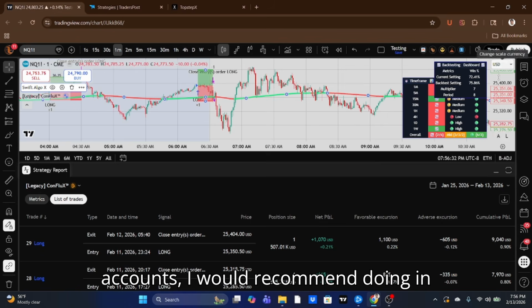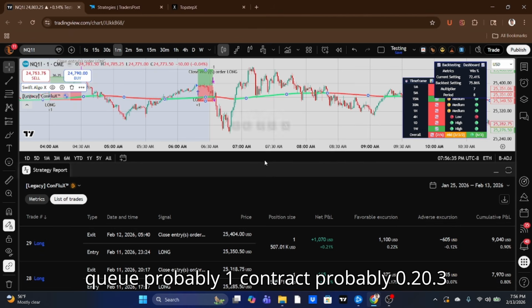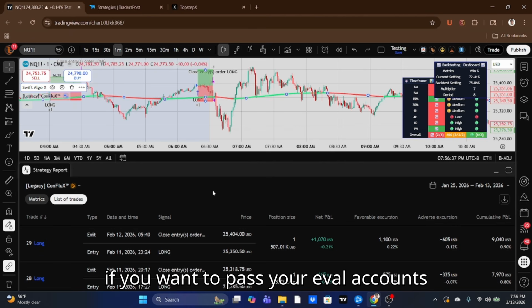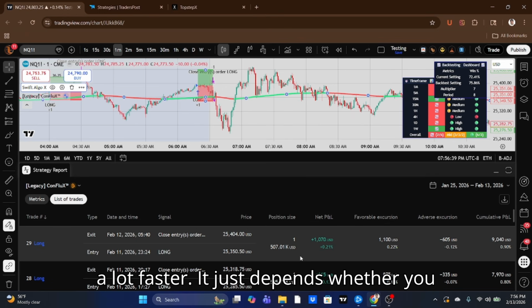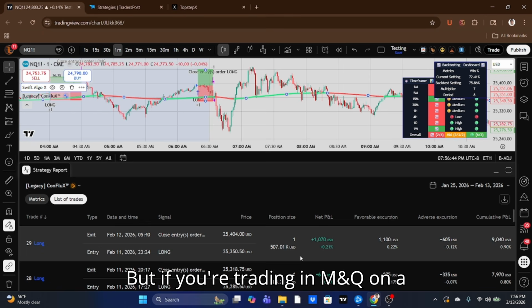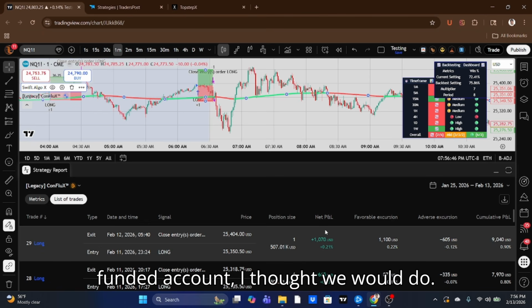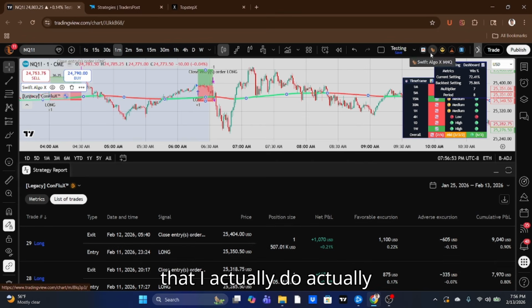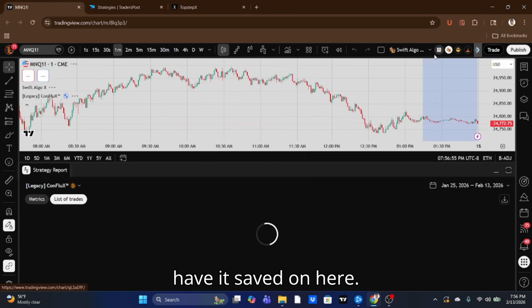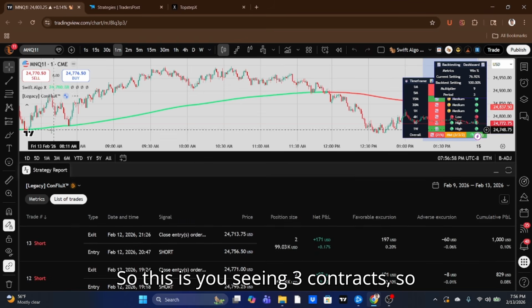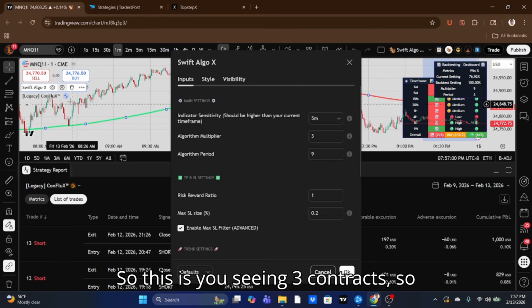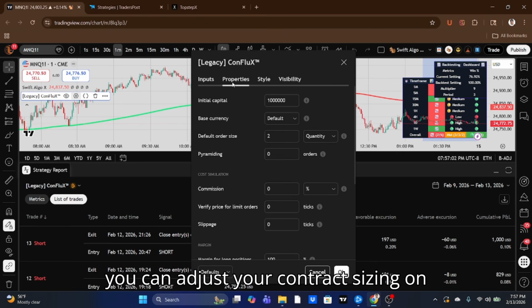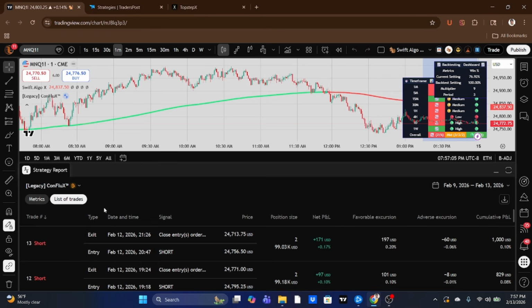For eval accounts, I would recommend doing NQ, probably one contract, probably 0.2, 0.3 if you want to pass your eval accounts a lot faster. It just depends whether you want to be aggressive or conservative. But if you're trading MNQ on a funded account, I probably would do maybe 2 contracts of that. I actually do have it saved on here. So this is using 3 contracts. So you can adjust your contract sizing in the properties under contracts.